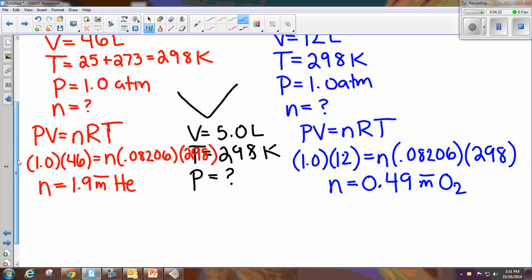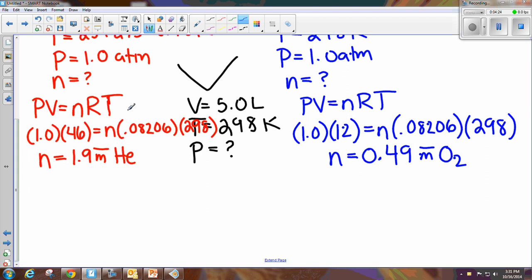So now we know, sorry, my T is messed up now, but now we know n. And n is 1.9 plus 0.49. So we have both gases now in the same tank.